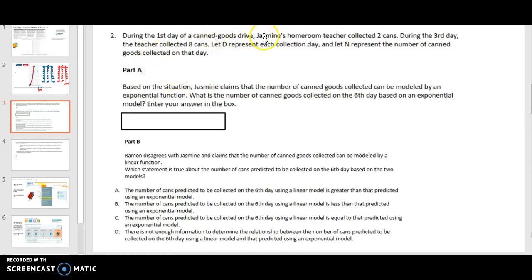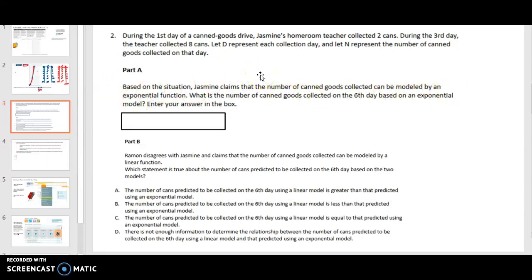During the first day of a canned goods drive, Jasmine's homeroom teacher collected 2 cans. During the third day, the teacher collected 8. Let D represent each collection day. Let N represent the number of cans collected on that day. Part A. Based on the situation, Jasmine claims that the number of canned goods collected can be modeled by an exponential function. What is the number of canned goods collected on the 6th day based on an exponential model?